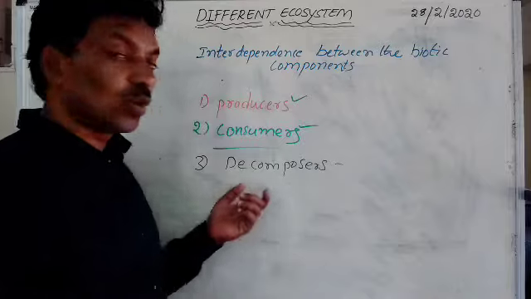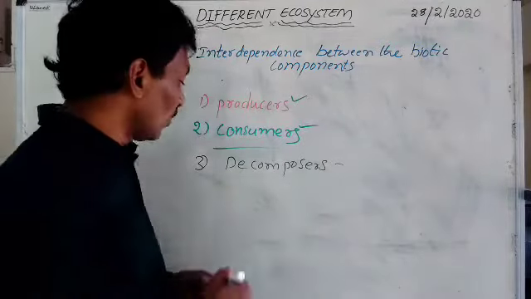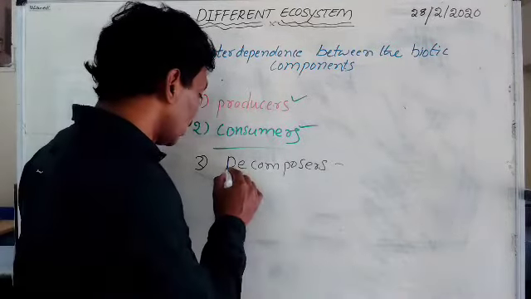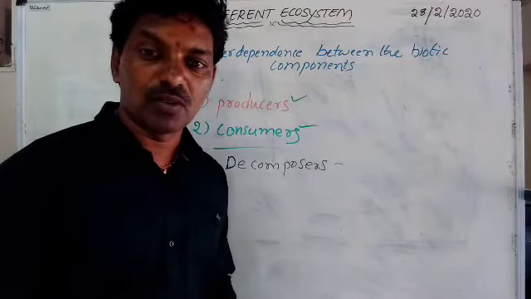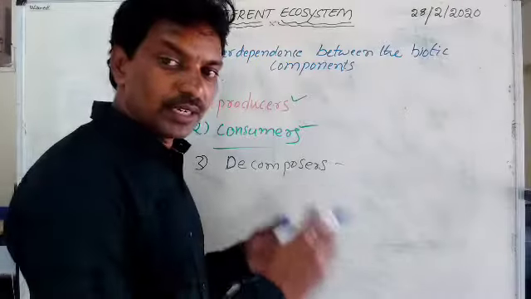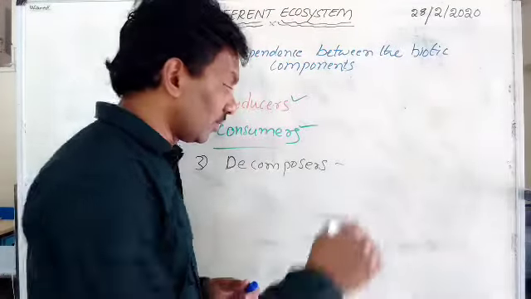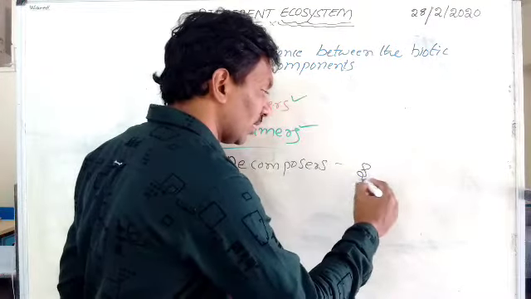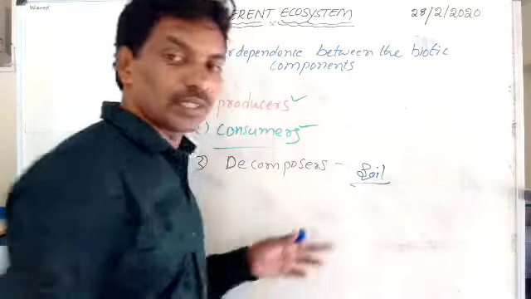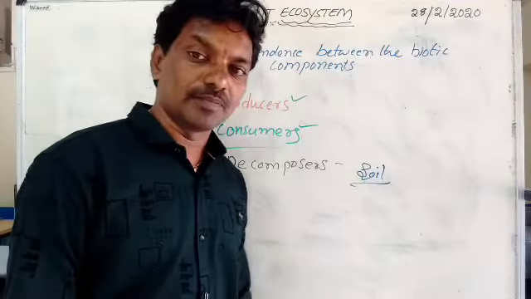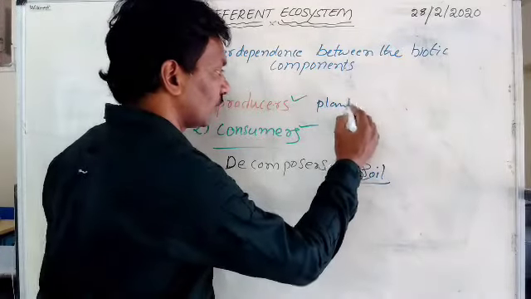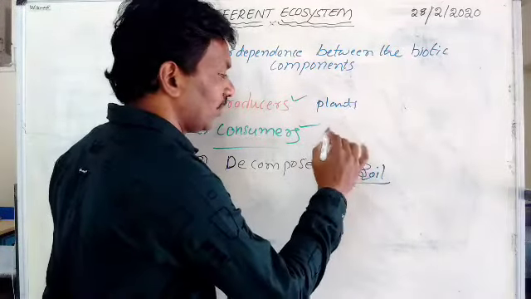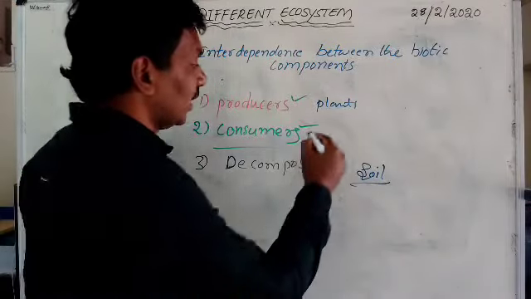What is the meaning of decomposers? When living beings die, they are decomposed by microorganisms. The organic body decomposes, changes into nutrients and mingles with the soil. Inside the soil, all the nutrients are regained. So that's why plants are producers.